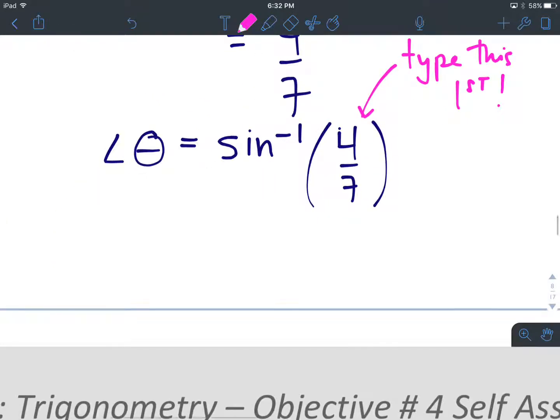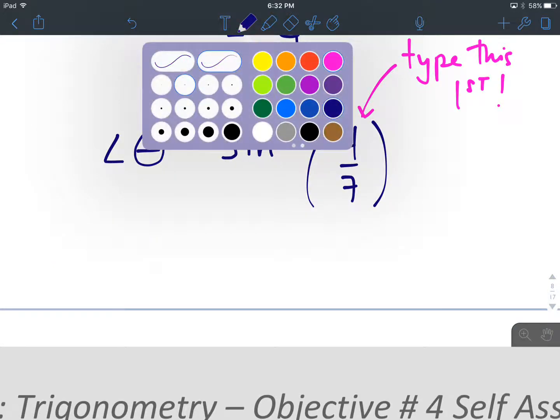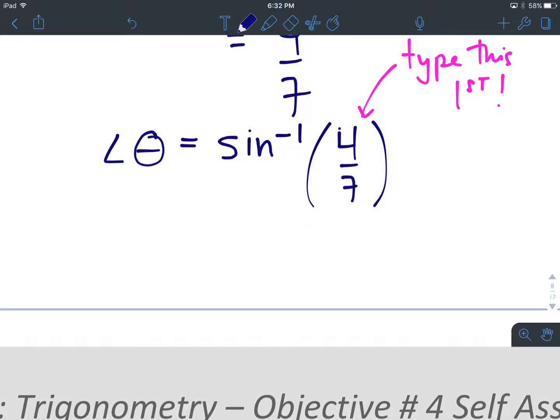What it actually gives me is 34.8499, etc. And I'm going to round that to the nearest degree. So angle theta is approximately 35 degrees, and there's my approximate sign. It's approximately 35 degrees.